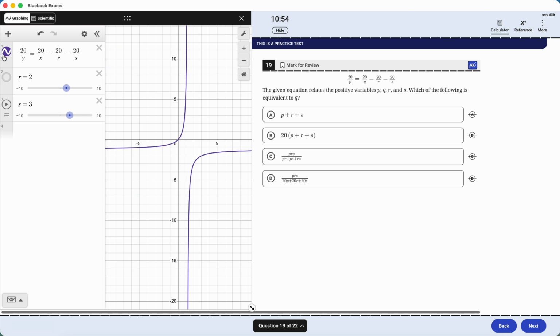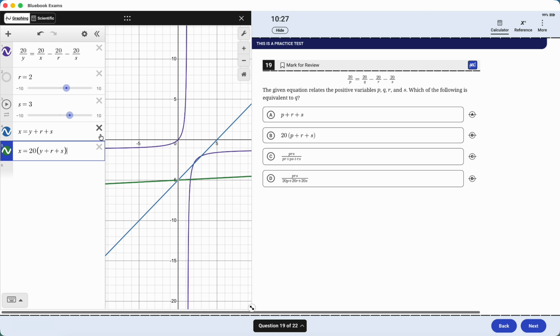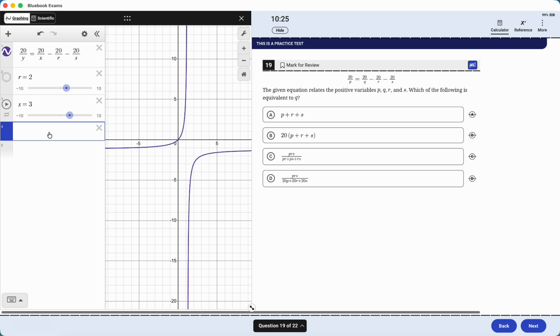Now that Desmos has it, you see this first line has this purple color, it graphed it. Now one of these has to be the same and it has to be equivalent to Q. What that means is it's saying this thing equals Q, right? So my Q is X. So I'm going to write X equals, and then P was Y, so it's going to be Y plus R plus S. That's not the same graph. Next one, X equals 20, and then it's P plus Y plus R plus S, right? So that's also not it. So it's not these two, right? So it's got to be one of these, C or D.